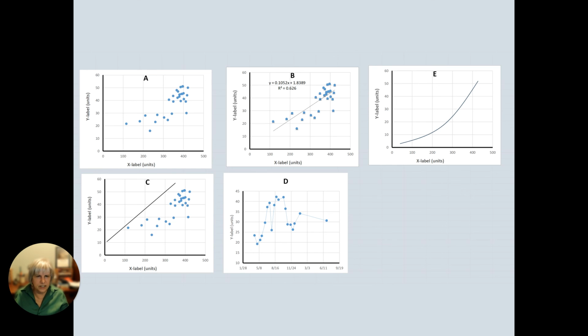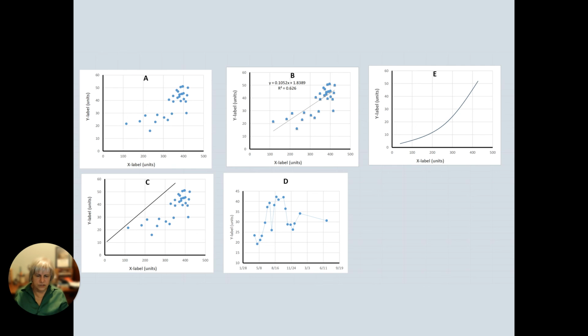D is a connect the dots. We as scientists don't really want to connect dots. It's not a good habit. So why would we do it sometimes? The one time that we do connect dots and symbols is when we have a time series. We want to show progression through time, and it's much easier to see that progression if we do connect the dots.